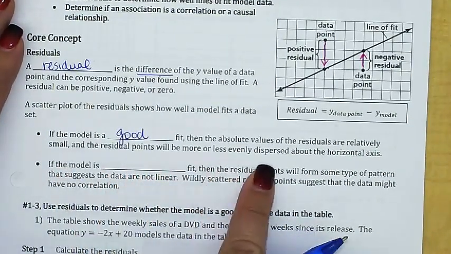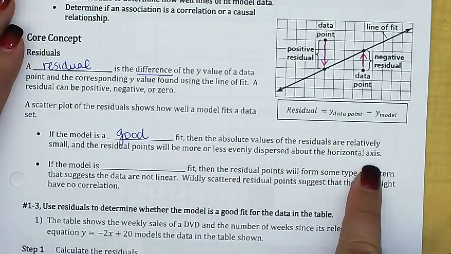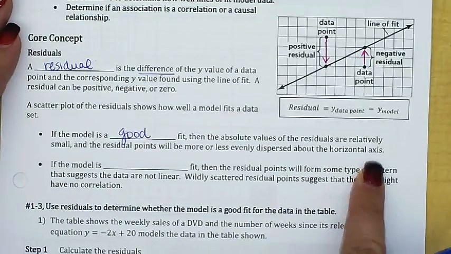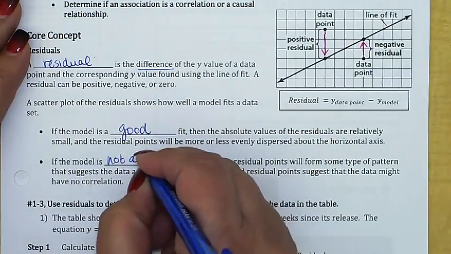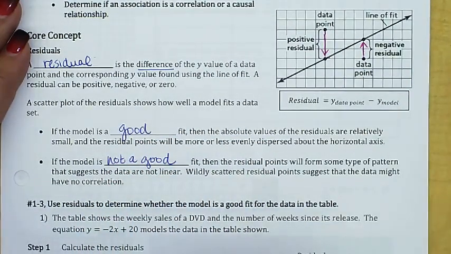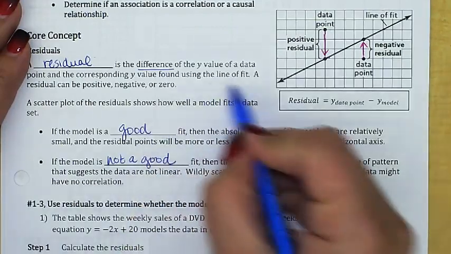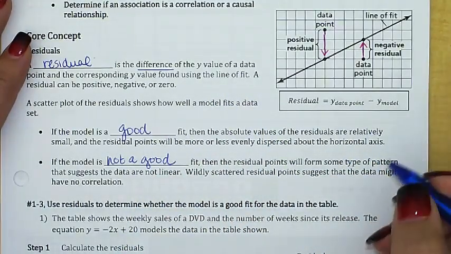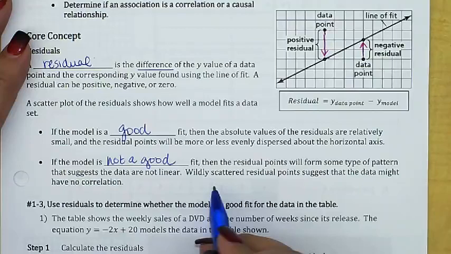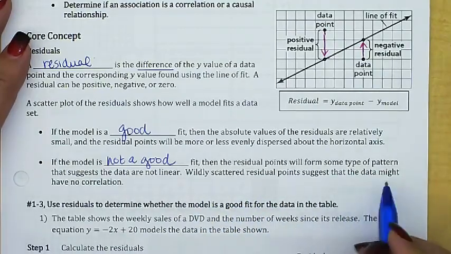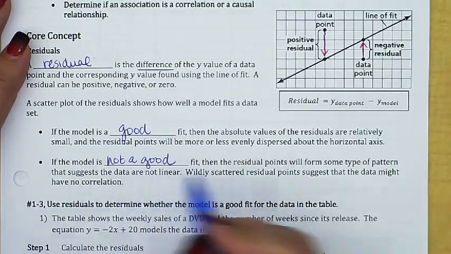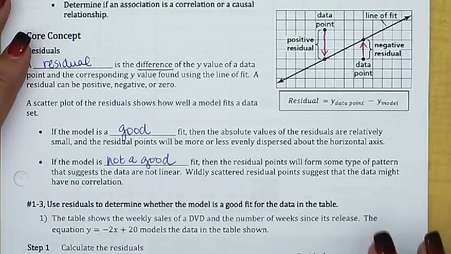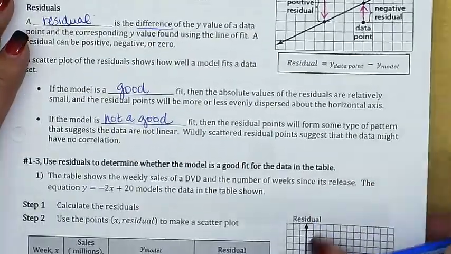And the residual points will be more or less evenly dispersed along a horizontal axis when we graph them, because we're going to graph our residuals. If the model is not a good fit, then the residual points will form sort of wonky patterns sometimes. That's an indicator. Or if they're wildly scattered, then the data just doesn't have a correlation, period. So it could be that the linear model is not a good fit, or that the data itself has no correlation at all.